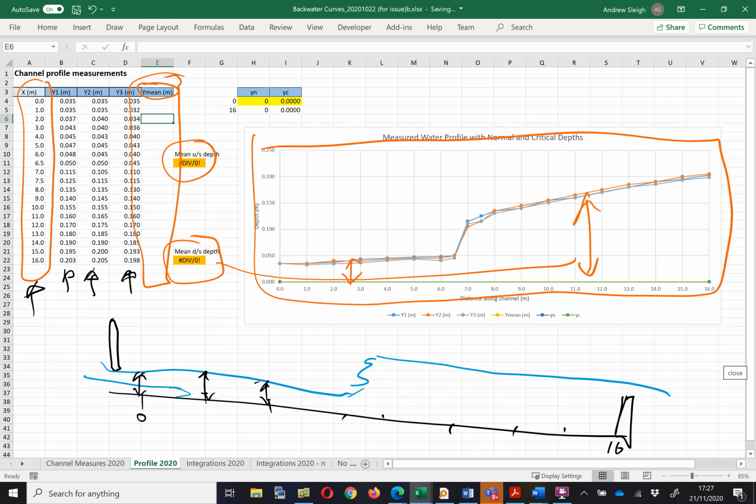You then need to do some calculations. Now it explains in the lab that you need to do a YN calculation, and in this spreadsheet the yellow cells are what you need to calculate. The orange cells already have a calculation in them, and they will display a calculation at some point.